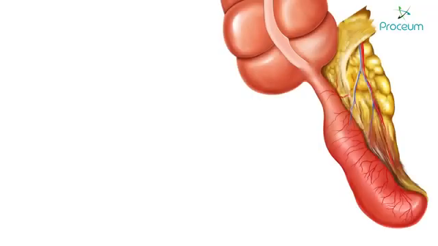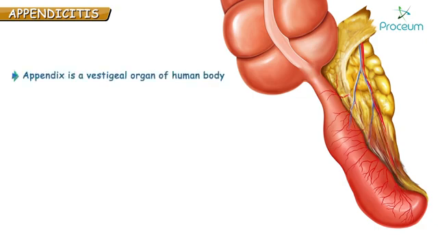Hi students, today we will talk about appendicitis. To understand that, you should know what the appendix is. The appendix is a vestigial organ of the human body. Vestigial means something that has no function. So the appendix, being a vestigial organ, technically has no function.